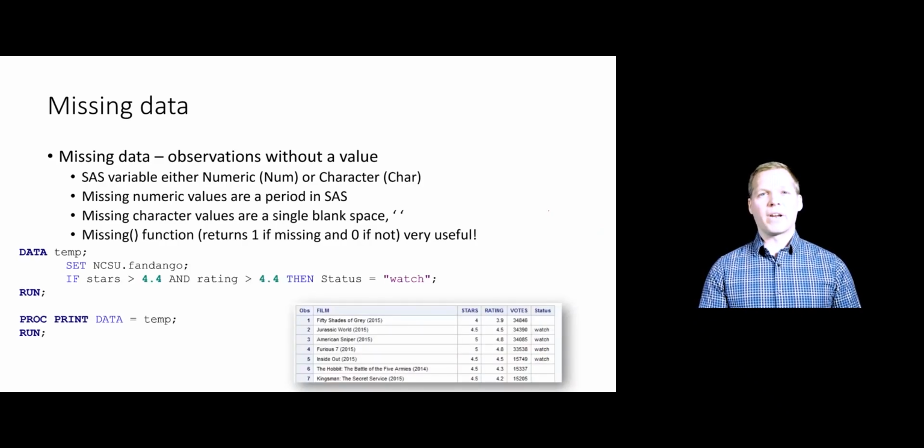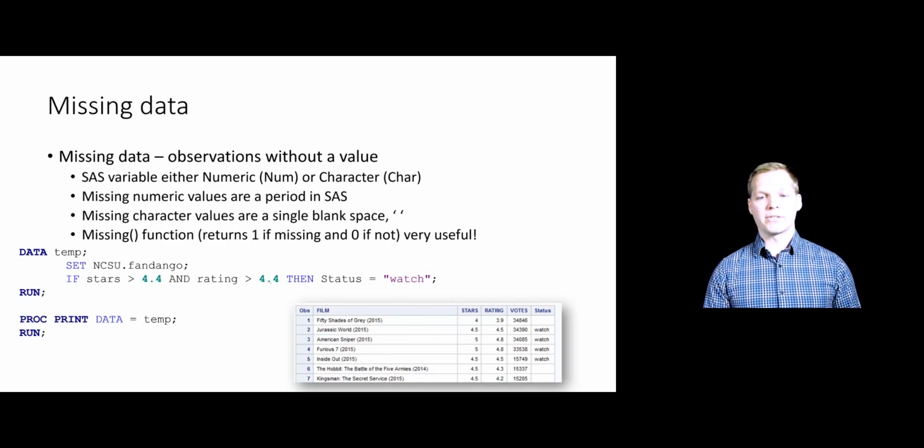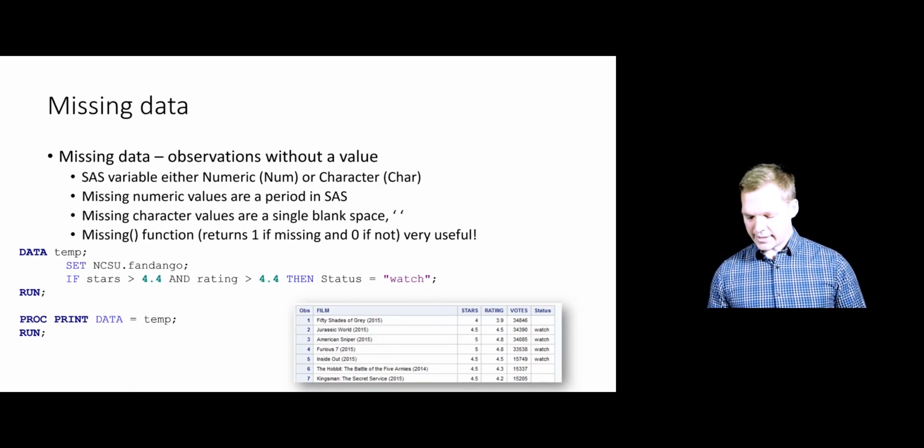You might wonder what happens if I don't have these else if conditions. Well, SAS will actually assign a missing value to your variable if you don't have a condition for it. So in this case, I'm just going to create a temporary data set called temp. I'm going to say just if stars is greater than 4.4 and ratings greater than 4.4, set status to watch. But notice that I have no other conditions. So for films that don't have this condition met, I'm not assigning it a value. And so what does SAS do? It assigns missing values to those.